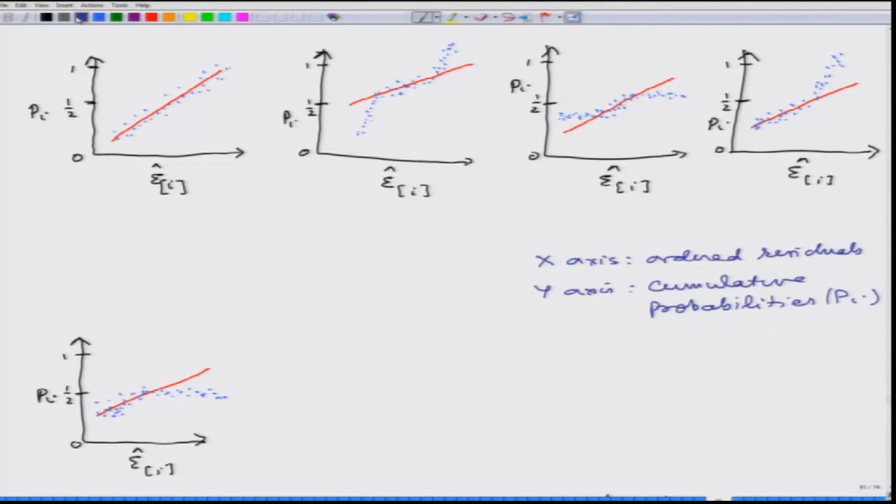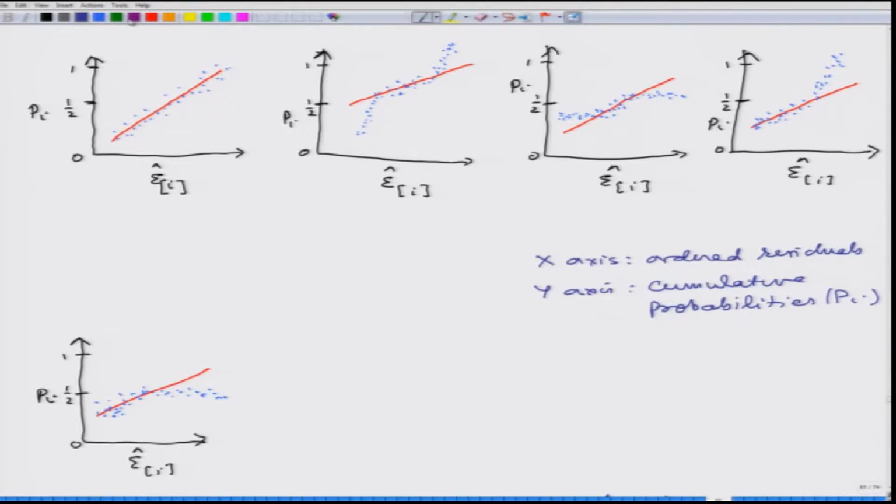So here you can see with these blue dots, I am plotting the observations between ordered residuals, say epsilon hat i, and say cumulative probability pi. And with the red line, I am trying to denote the fitted line. So now, depending on the scatteredness of blue points around the fitted line, we can make different types of conclusions.